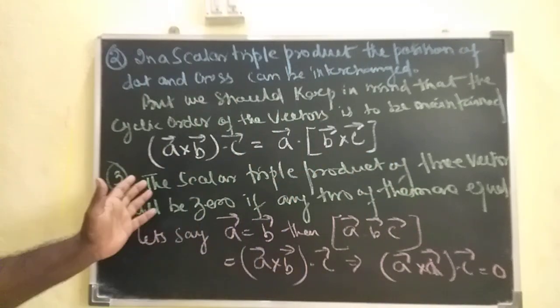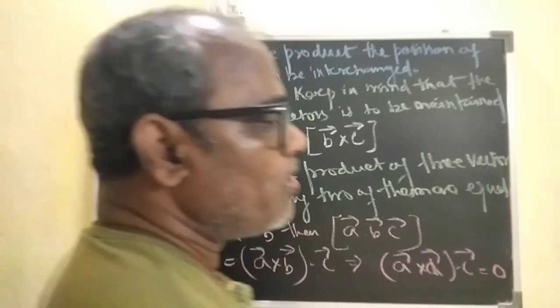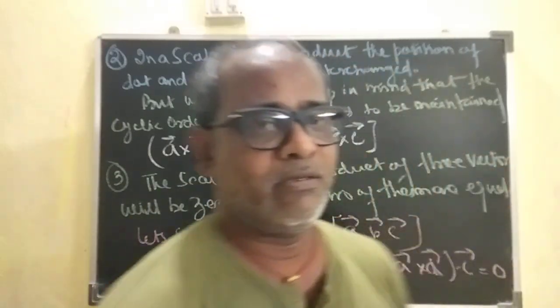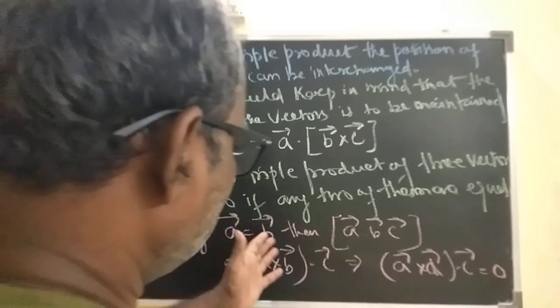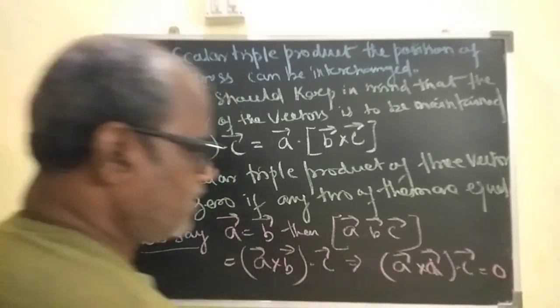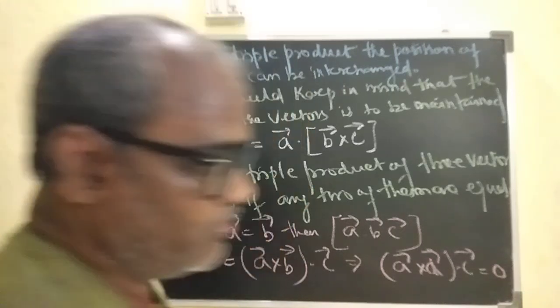Next point is the scalar triple product of three vectors will be 0. When will it be 0? If any two vectors are equal. So we can say, let's say vector a equals vector b, then with the help of this we can prove that the product will be 0.